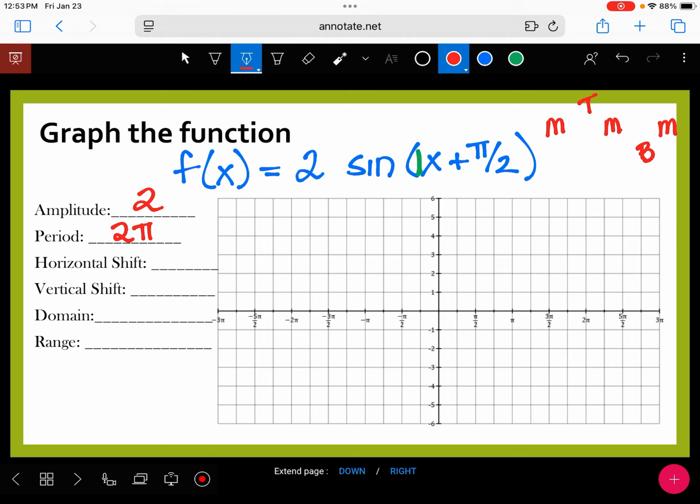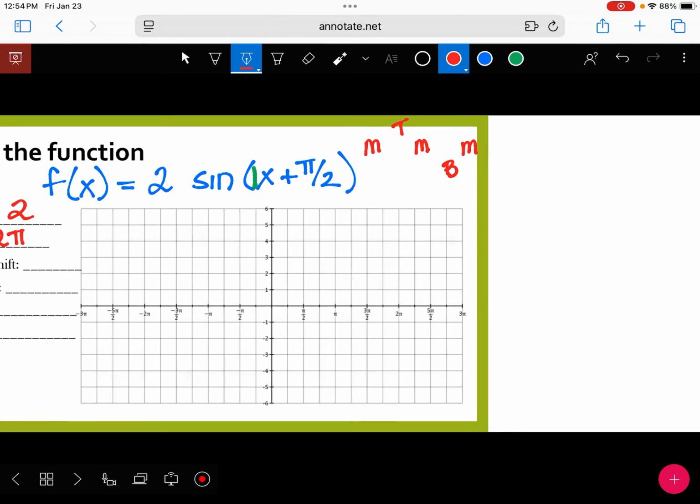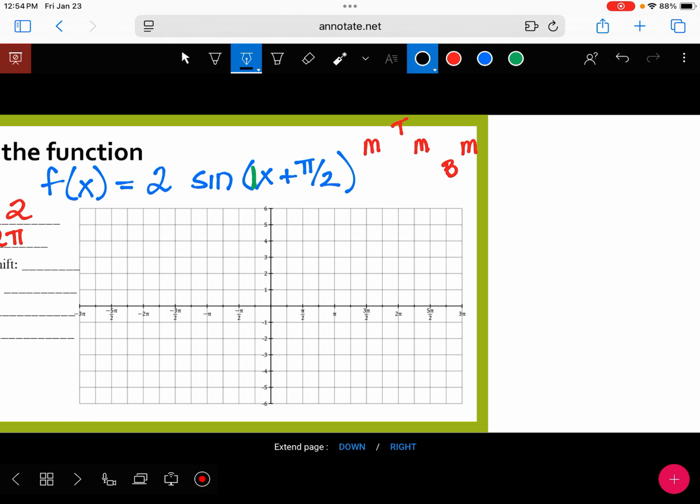To find your horizontal shift, take the parentheses and set it equal to 0. So my horizontal shift, I'm going to abbreviate it HS. I'm going to take that x plus pi over 2 and set that equal to 0. Normally, where does the unit circle start? At 0 degrees, so normally we would start here. But this is telling me to move my starting wall to a different place, so we've got to solve that.